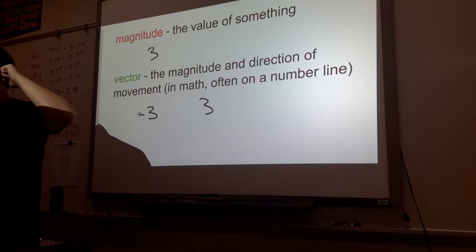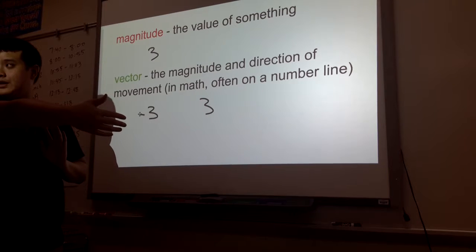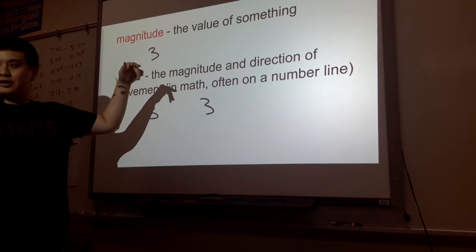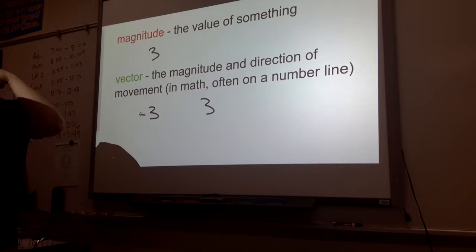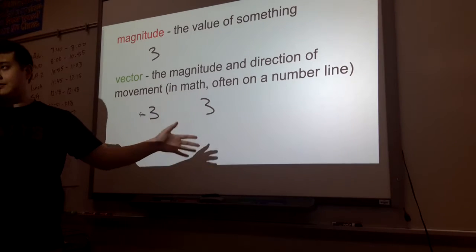Does that make sense? It can also be a vector. Wait, how does that fall into the direction of movement? 3 is to the right of 0, and the magnitude of 3 is also 3, right? Does that make sense? Any questions about that?